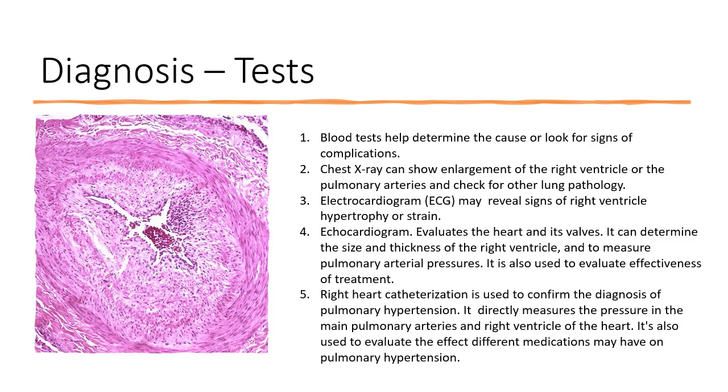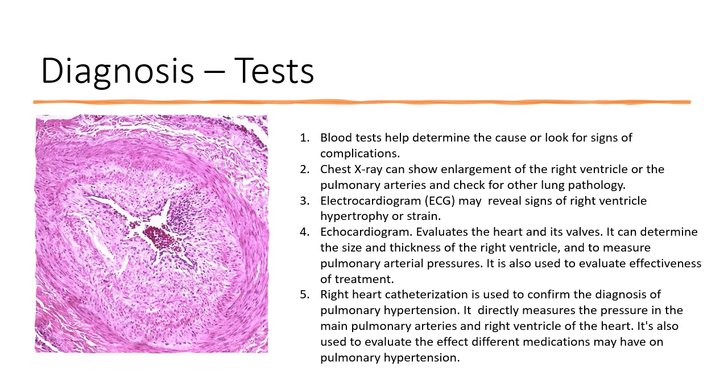Pulmonary hypertension is hard to diagnose early because it's not often detected in a routine physical exam. Even when the condition is more advanced, its signs and symptoms are similar to other heart and lung conditions. Most important is to take history and physical exam. Tests for pulmonary hypertension may include the following. 1. Blood tests. Blood tests can help determine the cause or look for signs of complications.